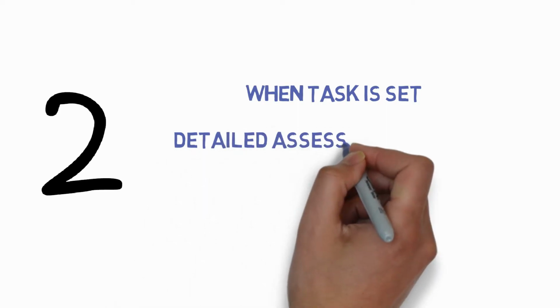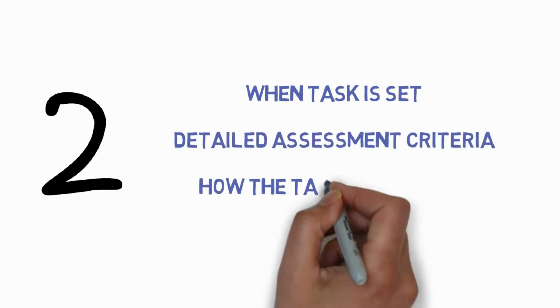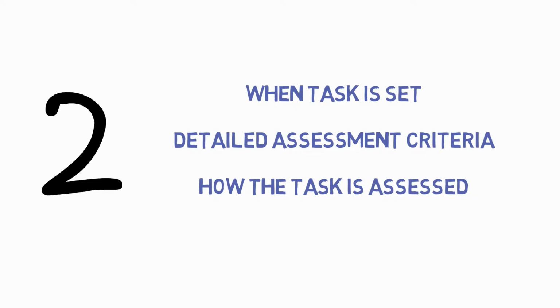Once you begin a module, when an assessment task is set, staff will publish detailed assessment criteria showing how the task will be assessed. This might look something like this, which shows the different elements of the work and what is needed to pass or achieve higher grades in the assignment.